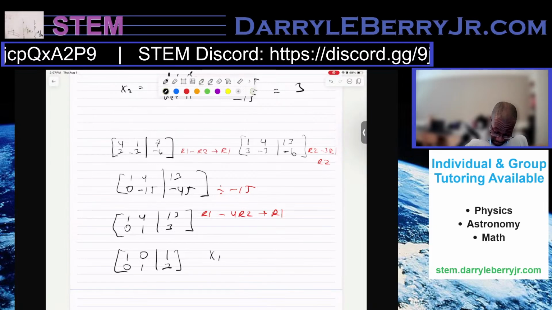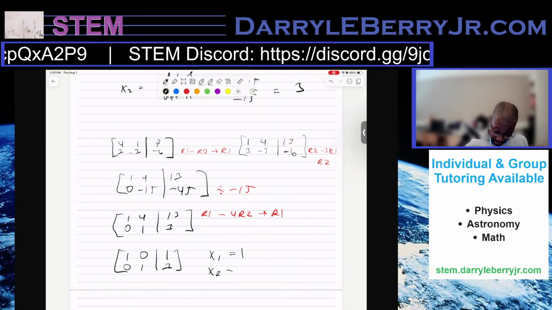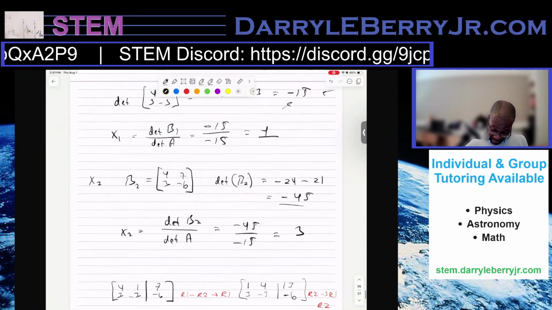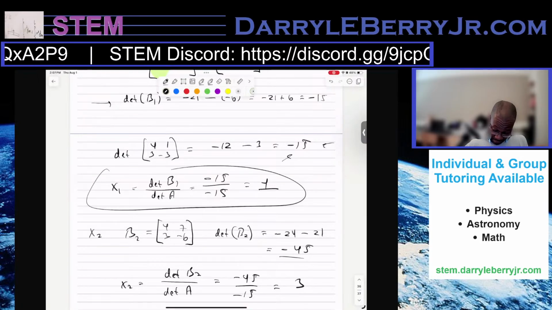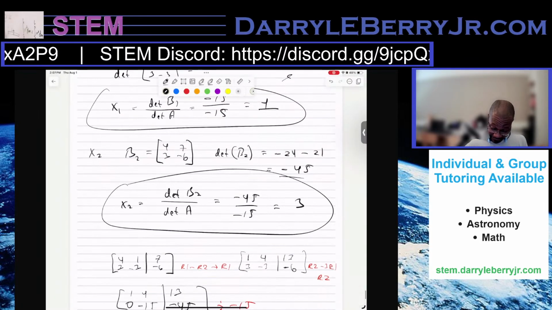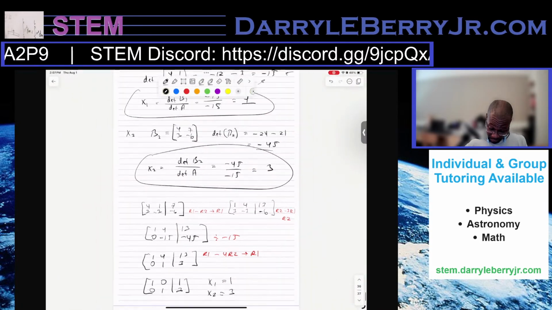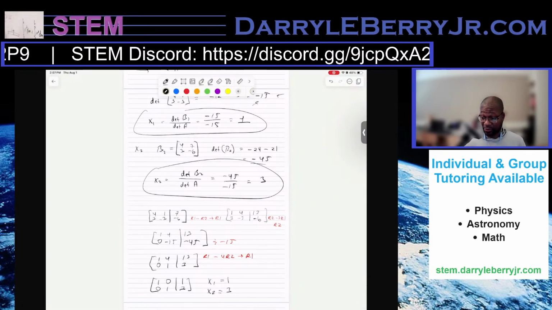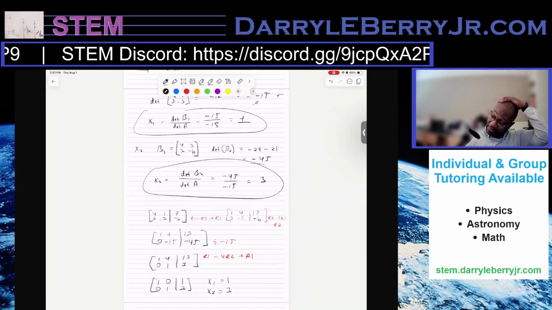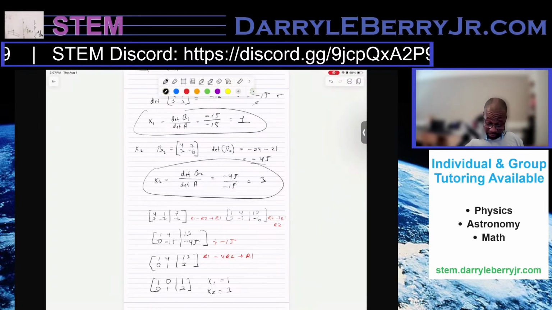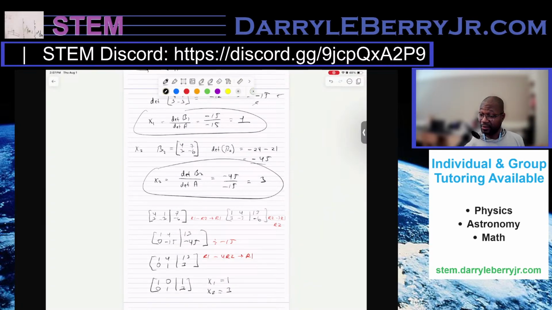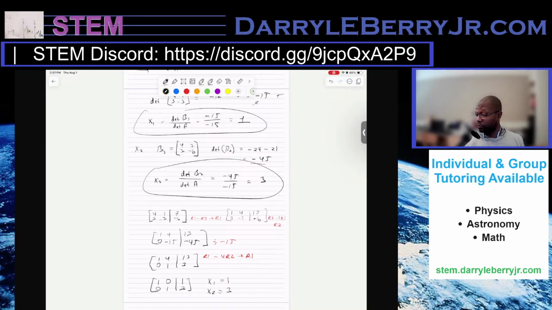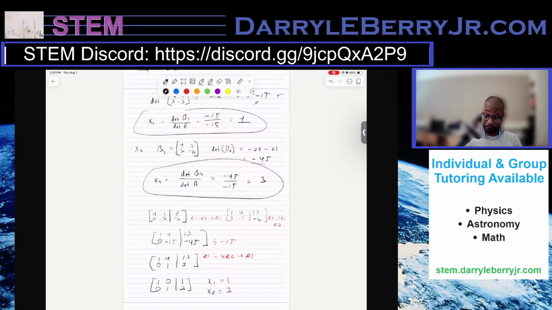So as we see, x1 is 1, x2 equals 3, which is what we got over here. x1 is 1, x2 equals 3. So now we have confirmed that Cramer's rule works by doing it the normal way. So if you have time, I don't know what number he's going to give us on the exam, but if we have time, you could easily just do it the normal way and confirm that we get the same exact thing with Cramer's rule. Any questions on that one?